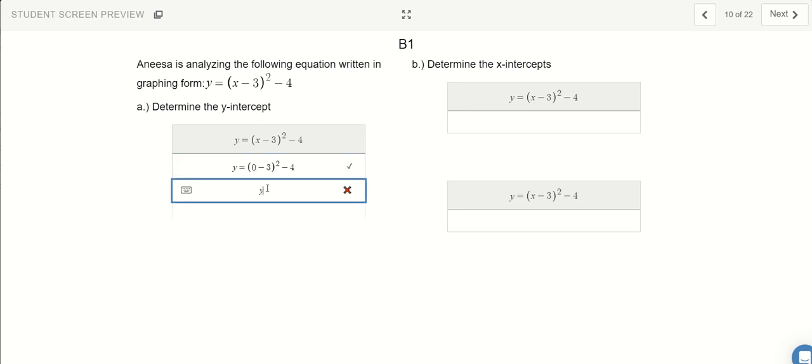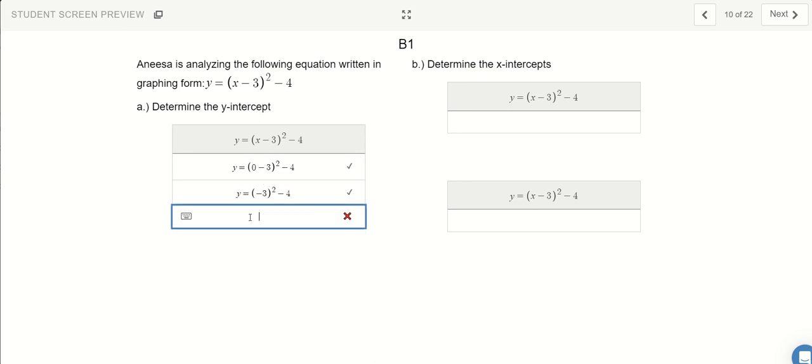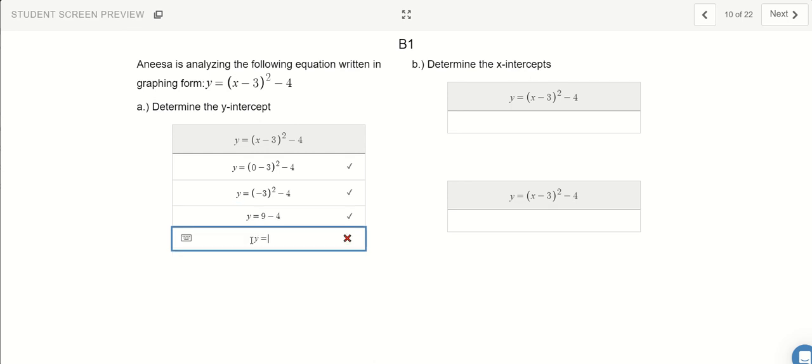And then from here, let's see, 0 minus 3 is going to be -3 squared minus 4. -3 times -3, that's going to be +9. And then 9 minus 4 is going to be 5. Okay, so our y-intercept is at (0, 5), right? When x is 0, y height is 5: (0, 5). All right, determine the x-intercepts.